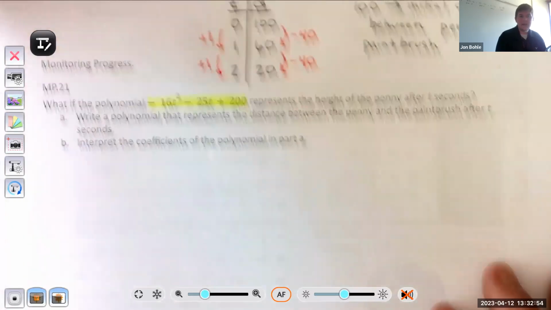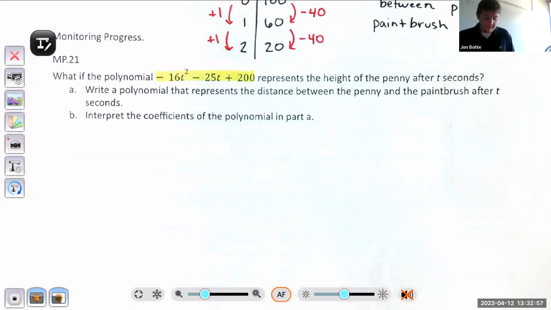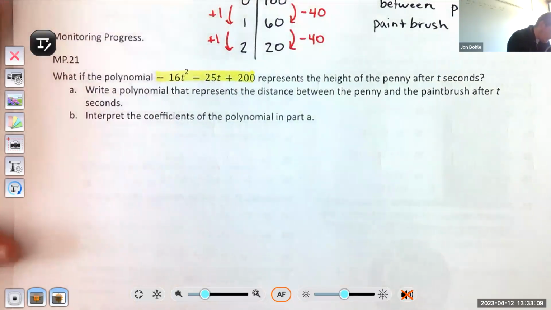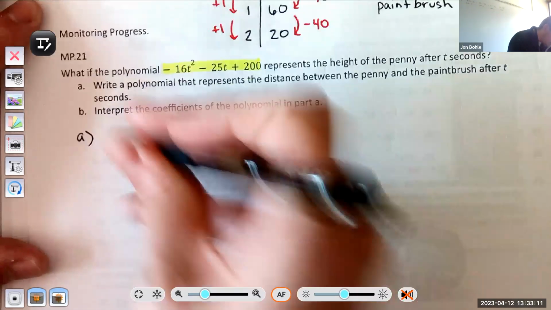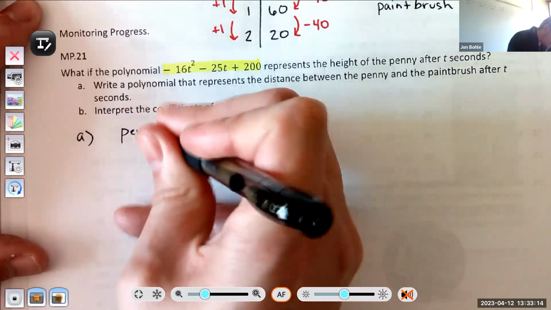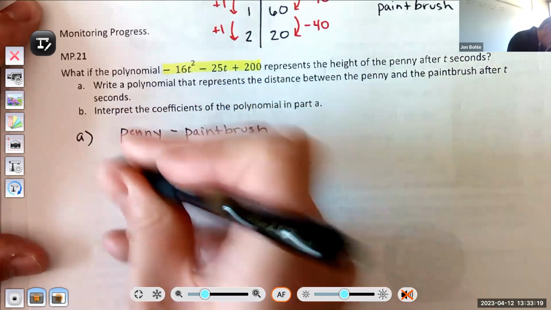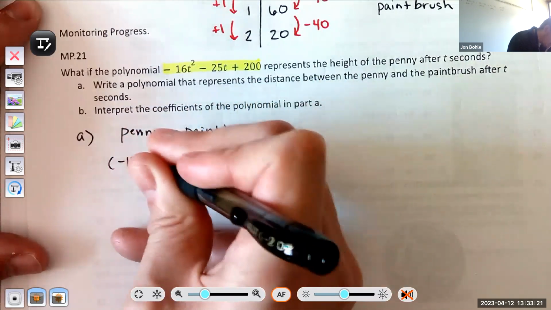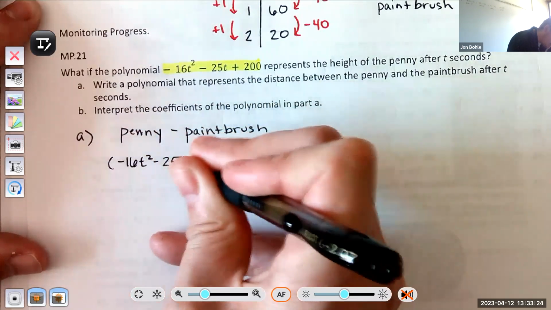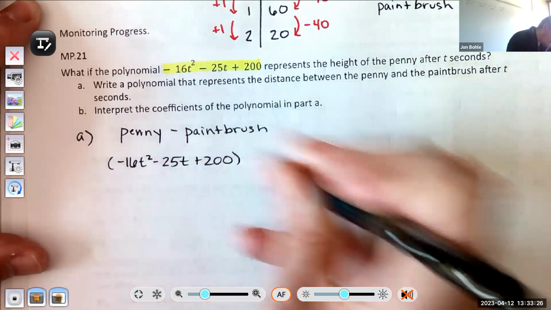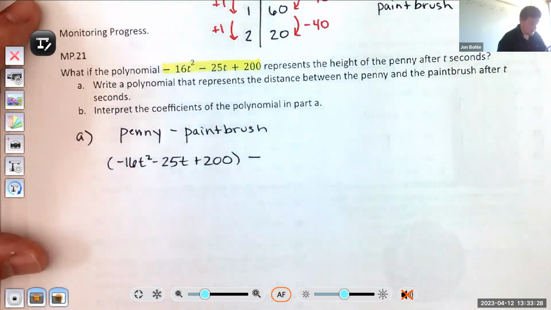Go ahead, pause the video, try number 21 on your own and check it off with me when you're done, which would be right now. So I'm assuming you've already paused the video and tried this problem. So let's go ahead and do it together. Okay, part A, we're going to represent the distance between them. So again, what we have to do is take the penny minus the paintbrush. The penny is going to be negative 16t squared minus 25t plus 200. And we're going to subtract that same expression for the paintbrush above.